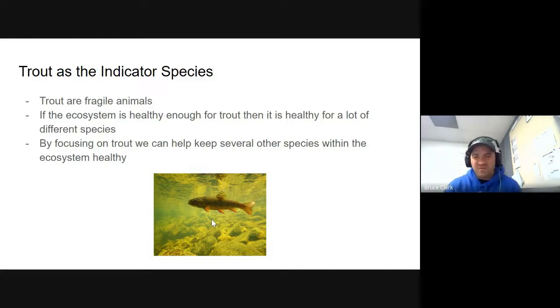They're also very fragile animals, right? So trout require some very specific conditions to live in. So if the stream is healthy enough for trout to live in, that means that there's a lot of other species that can do well in that particular stream. So if we focus on making the stream healthy enough for trout to live in, then we're also going to provide a nice and healthy ecosystem for a variety of species to live in as well.